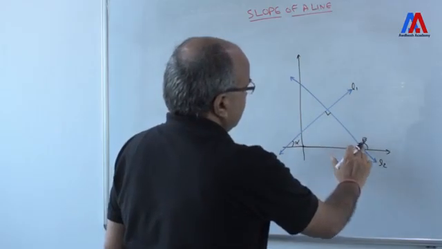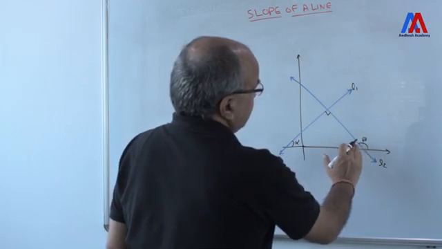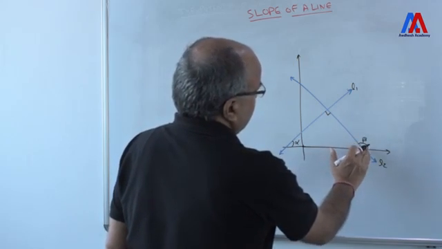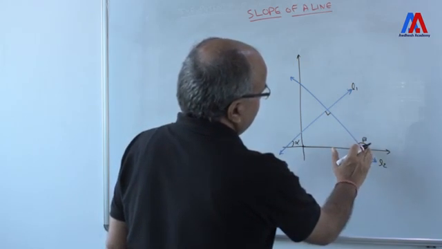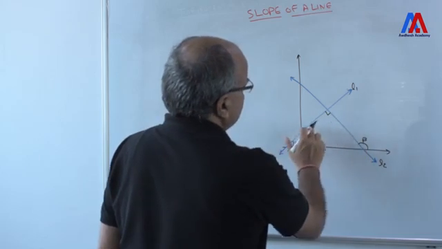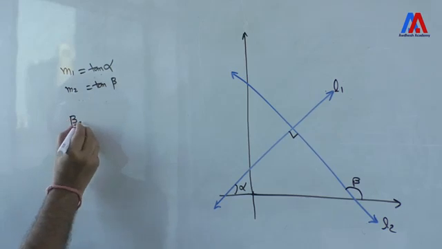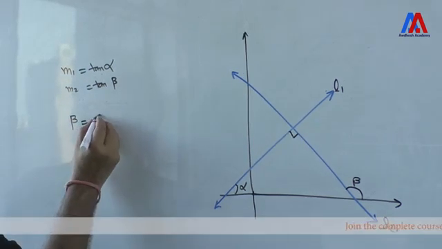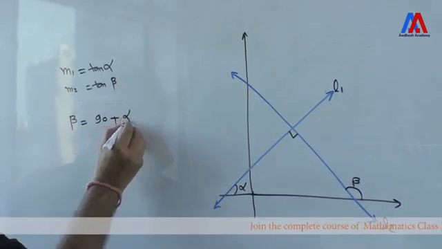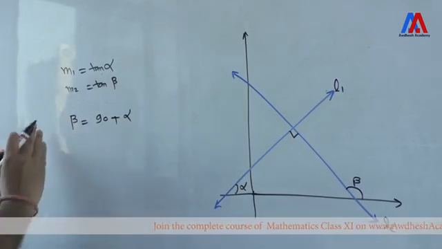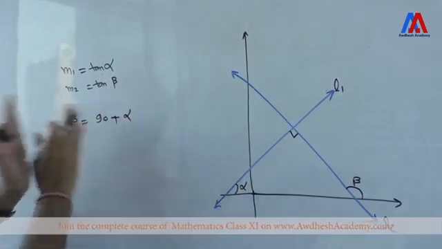Now this is a right angle triangle. Beta is an external angle, and therefore the external angle will be equal to sum of the other two angles here. So we can write beta will be equal to 90 plus alpha. Now let us take tangent of both the sides.